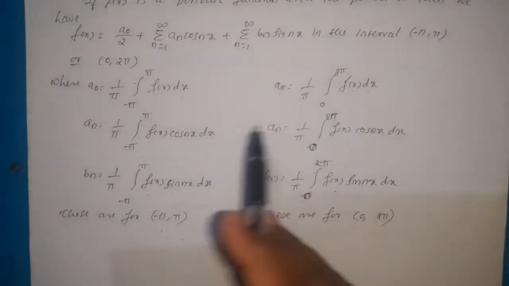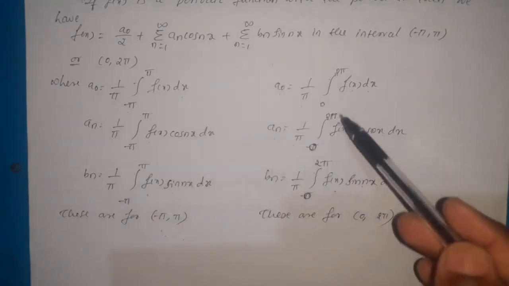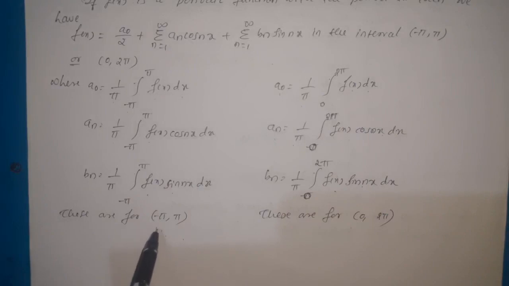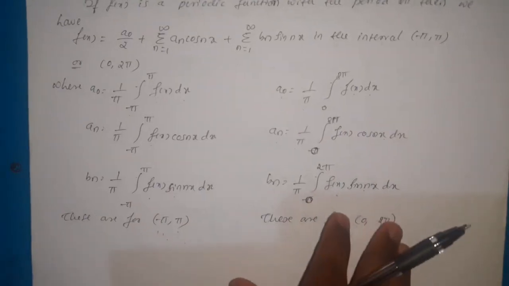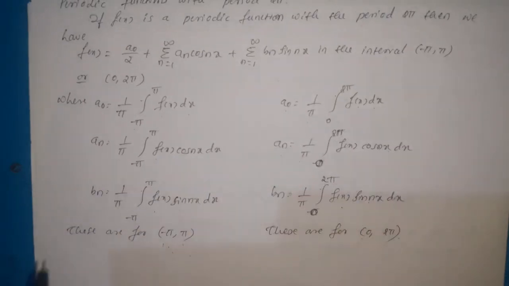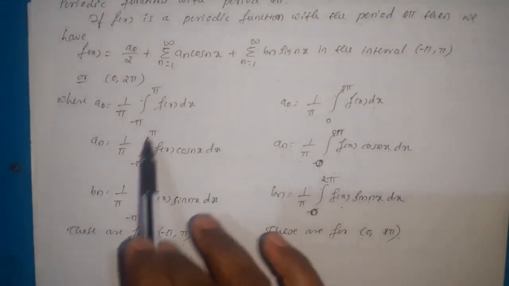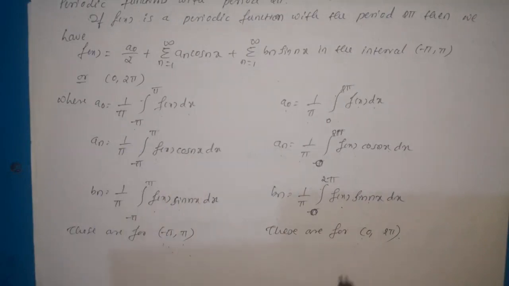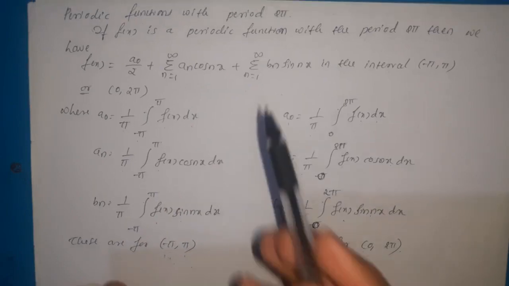There is no major difference in these two formulae, only the interval of integration is different. Here the interval of integration is minus pi to pi, and here 0 to 2 pi, only that much is the difference in these two sets of formulae. So these are the Euler's formulae for the interval minus pi to pi and for the interval 0 to 2 pi.